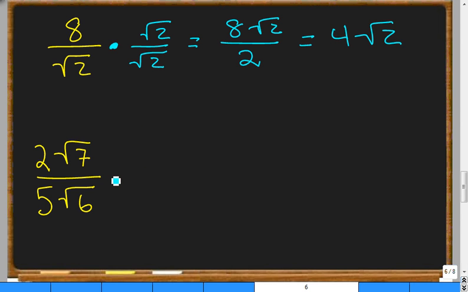Okay, and we look at the bottom. The only thing that's aggravating us here is the square root of 6. So that's what we're going to multiply by. So we're going to multiply top and bottom by the square root of 6. Well, we already have square roots in the numerator and denominator. So 2 times the square root of 7 times the square root of 6, so we get 2 times the square root of 6 times 7, which makes 42.